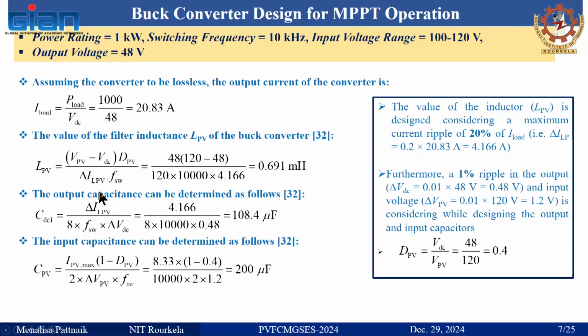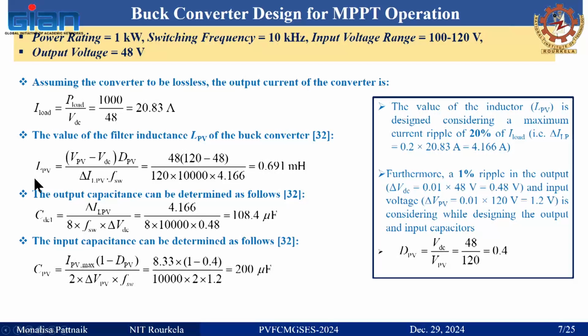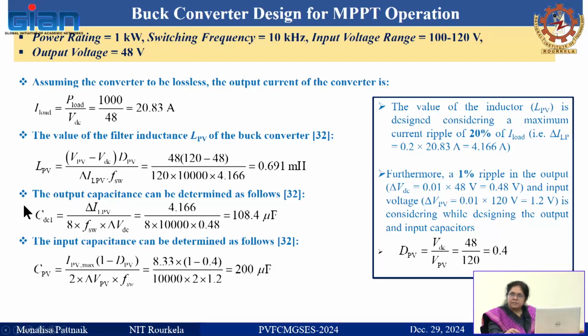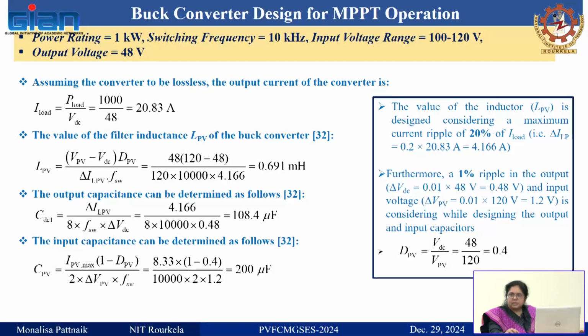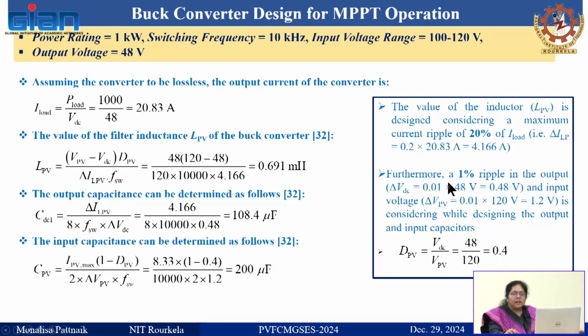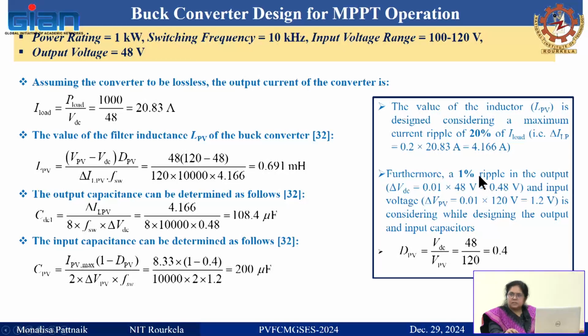The design means here: what is the maximum load current it has to supply, and then the filter parameters, the L, the PV-side, output and input capacitance, are calculated using our usual design technique, meaning how to design the parameters of the buck converter. For this, the current ripple is taken to be 20% and the voltage ripple is taken to be 1%. How much ripple you allow is totally in your hands.